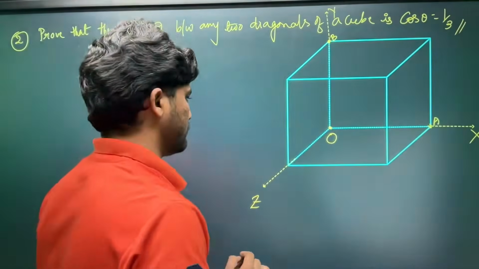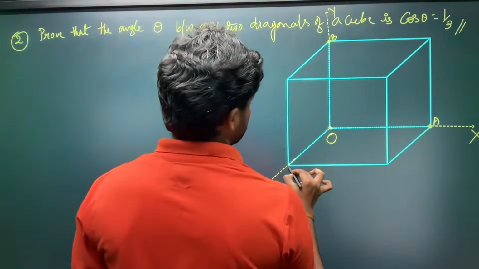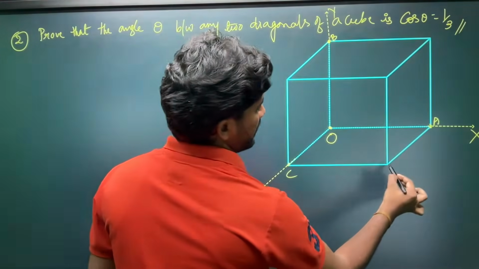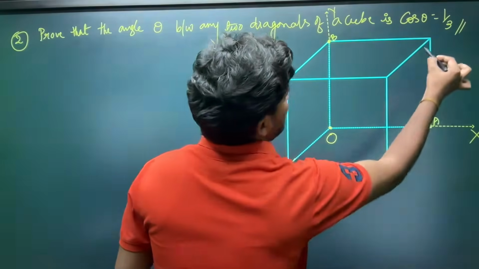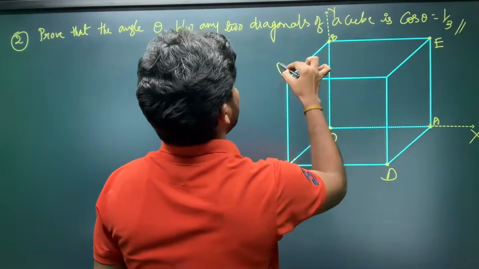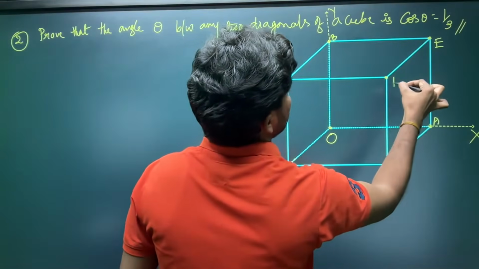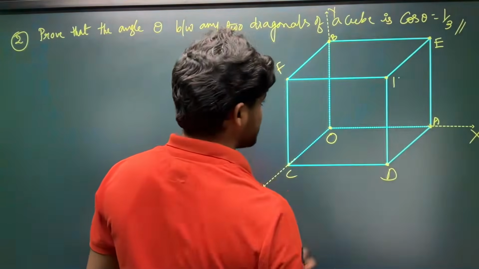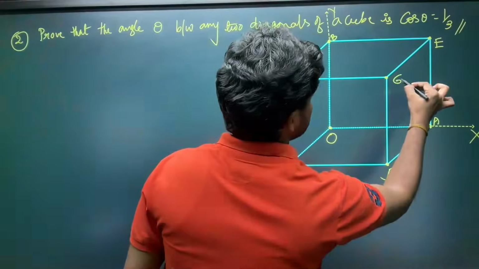Okay, 58 minutes. B and C, and this point becomes my capital D, and this point becomes capital E, and this point becomes capital F, and this point becomes capital G. Okay, after F comes G. Please try to understand.